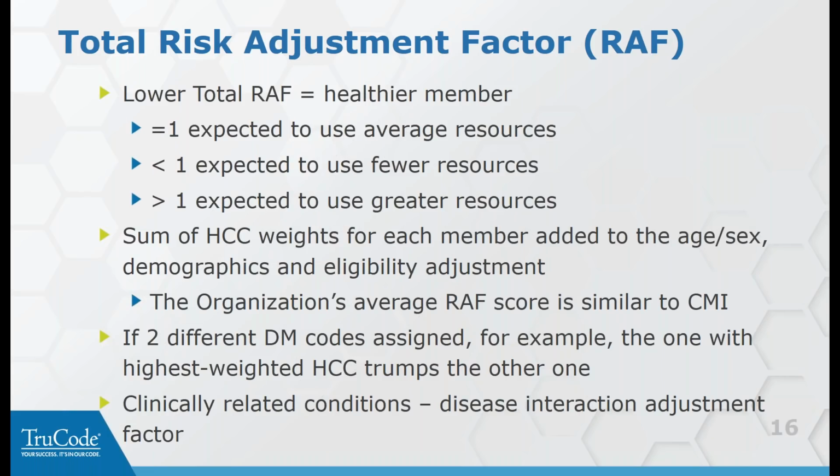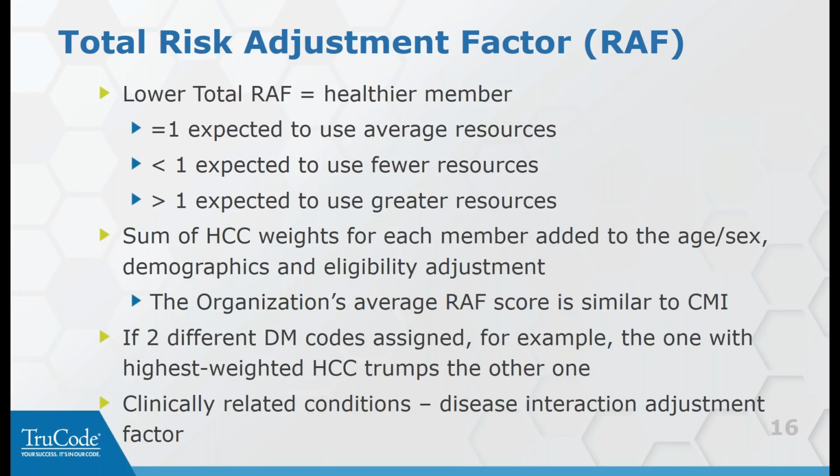The sum of the HCC weights for each member added to the age and sex demographic and eligibility adjustment factor is what determines the score for that member. And when you add all that together, you get sort of the average RAF score for the total organization, the total Medicare Advantage plan. Again, similar to the case mix index for a particular hospital.